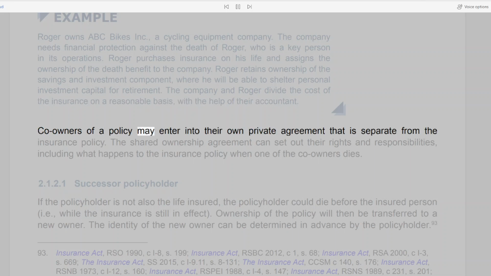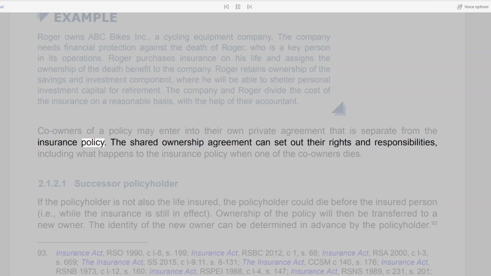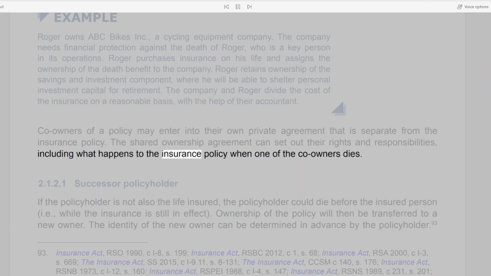Co-owners of a policy may enter into their own private agreement that is separate from the insurance policy. The shared ownership agreement can set out their rights and responsibilities, including what happens to the insurance policy when one of the co-owners dies.